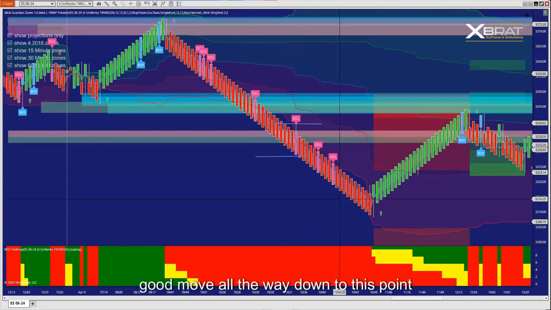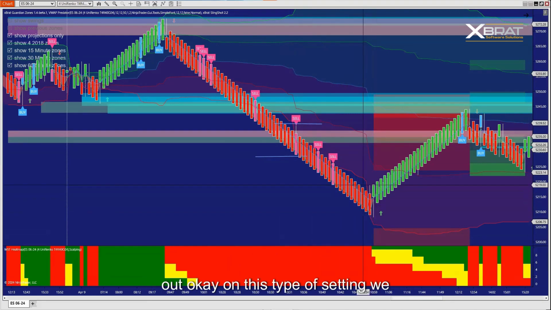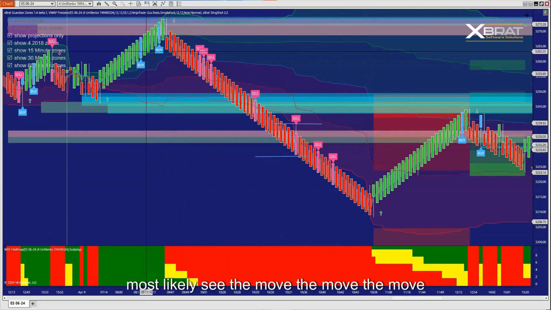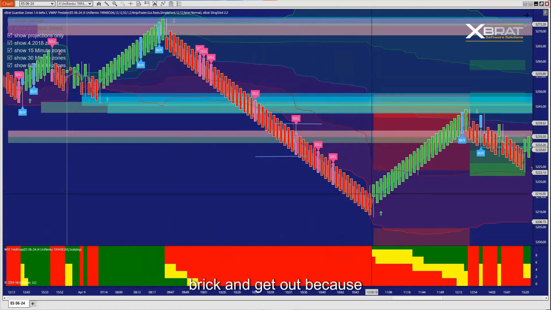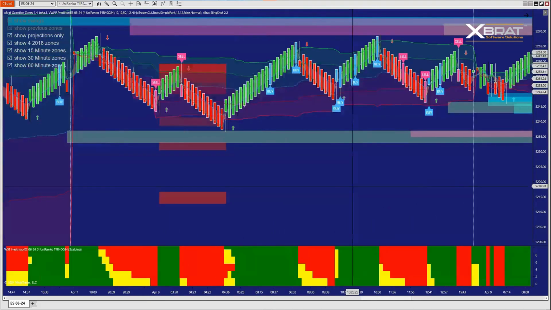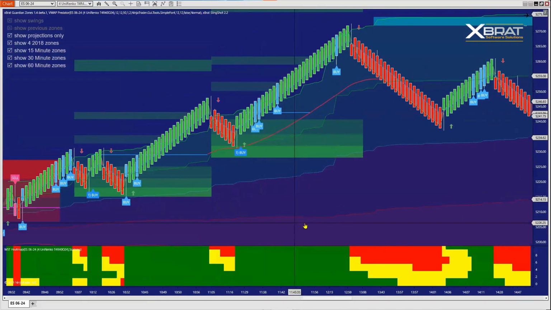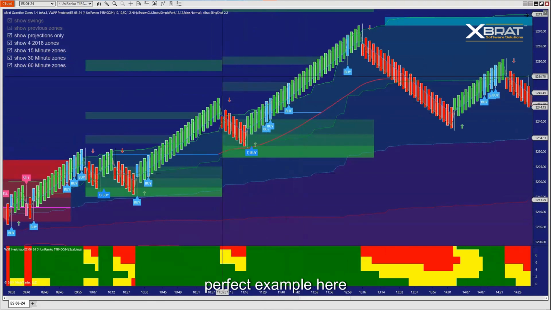Good move all the way down to this point here. As soon as we get a green brick, get out. On this type of setting, we most likely see the move. All of a sudden, we get a green brick, get out, because they don't happen that quickly. Perfect example here.